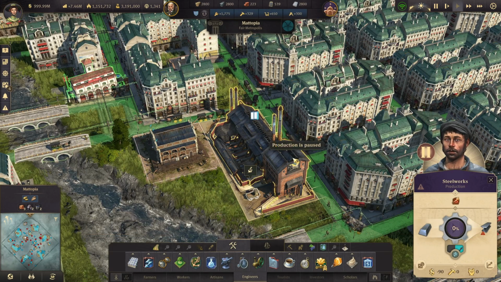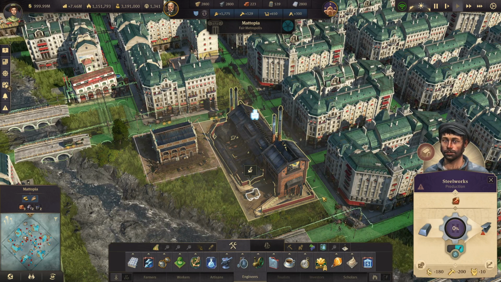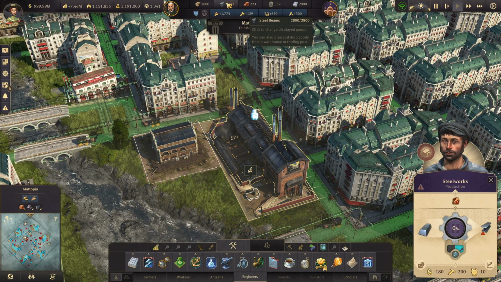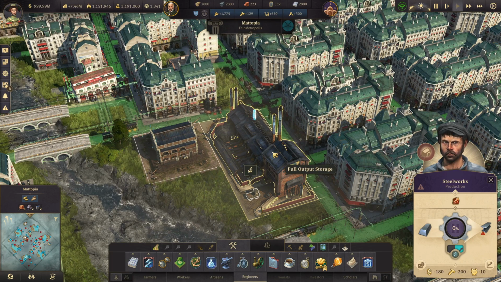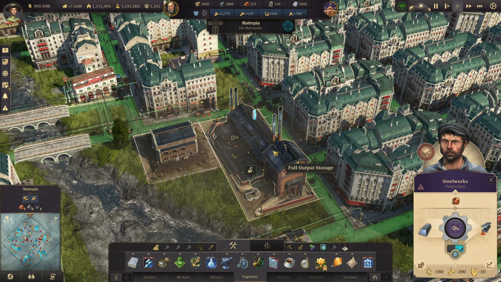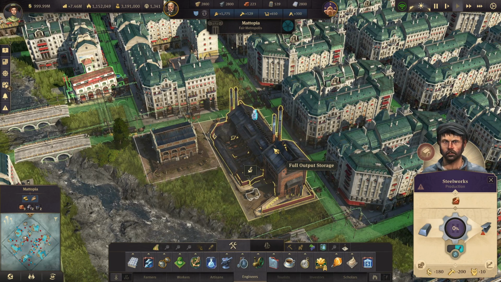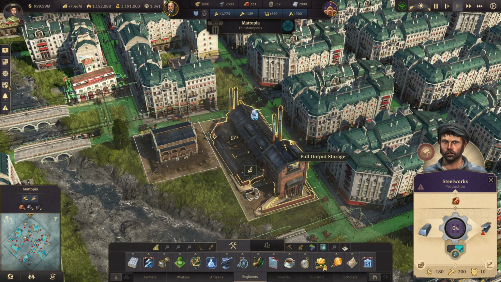Now, as you can see here, it is running. However, we're at full capacity on the actual steel beams. So even though it's not technically producing, because we still have it set as active, it is contributing to a negative attractiveness and increasing the pollution.